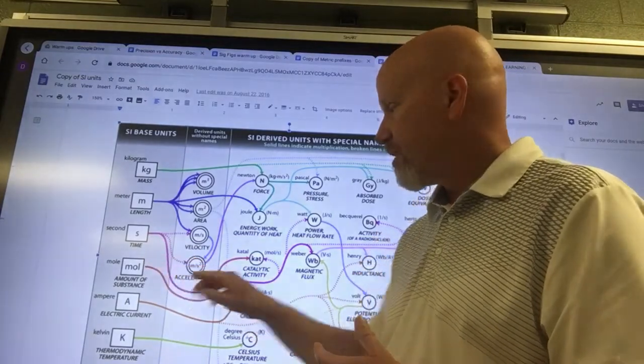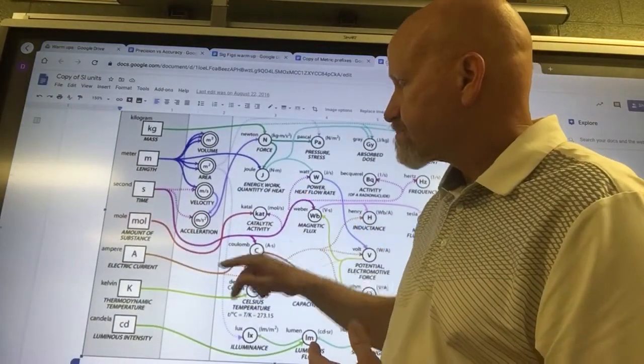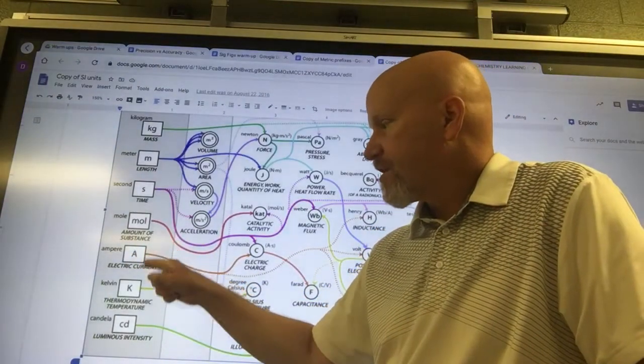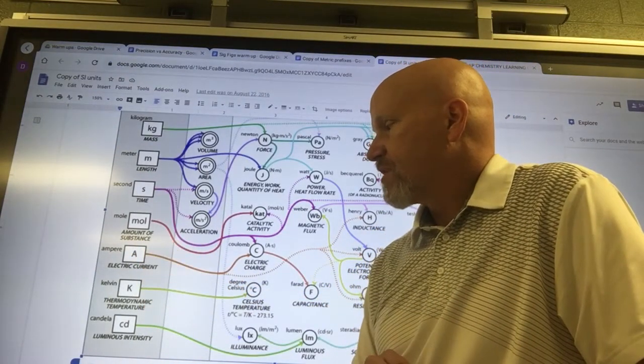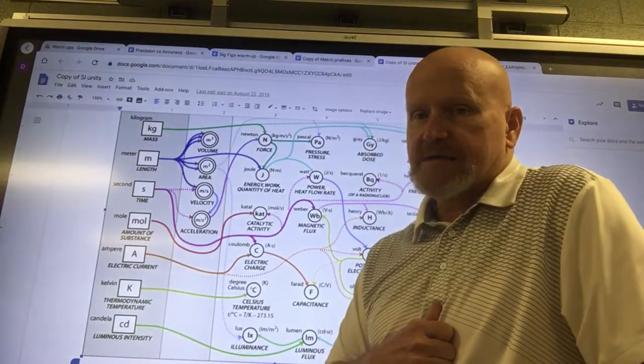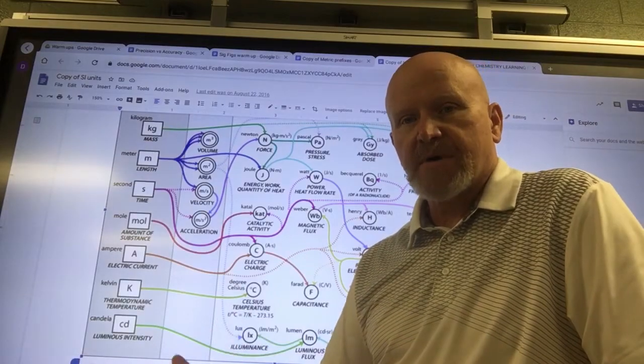Whoops, that moved a little bit. We might get to ampere, that's the standard unit for electric current, and we'll definitely use this one, Kelvin, a lot. The one we definitely won't use in here is candela. That's luminous intensity, so you don't have to worry about that one.